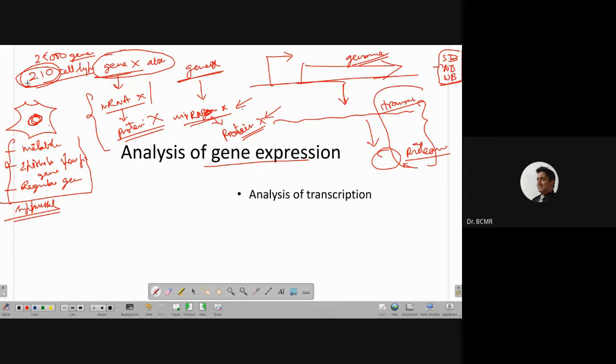And therefore, we still have to study the analysis of expression. If there is a gene that is required to make it an epithelium, but it's not expressed, then it's not useful to the cell. That is how we need to figure out whether expression is happening or not.